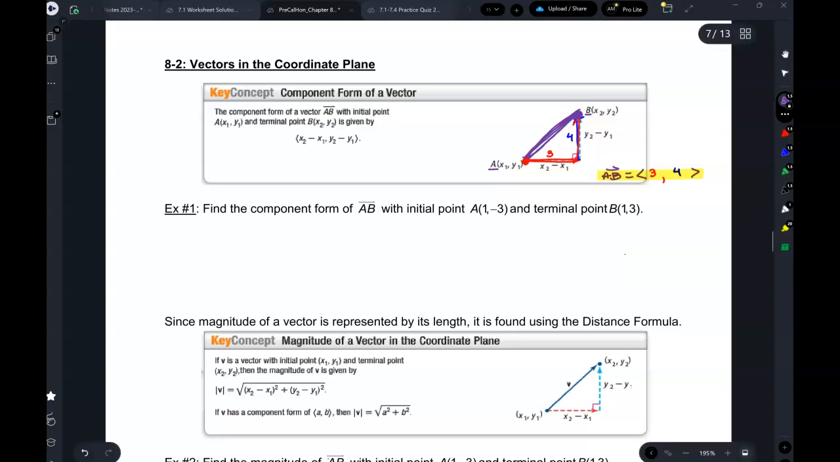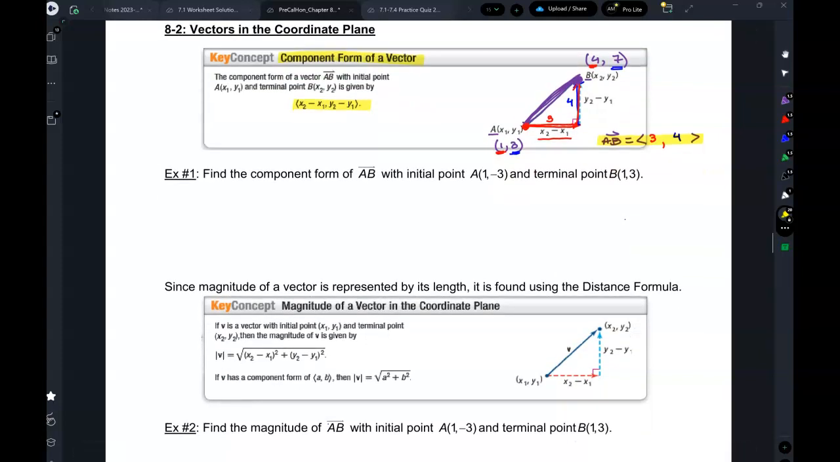So for example, suppose the initial point is at (1, 3), and then the terminal point is at (4, 7), right? So now the horizontal component, if I'm going to go from 1 to 4, well, that will be x2 minus x1. And the vertical component will be 7 minus 3, y2 minus y1, right? So that's why we say the component form of a vector can be written as this, where the x component is x2 minus x1, and then the y component is y2 minus y1.